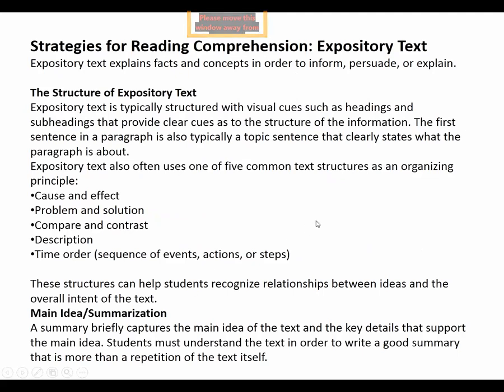Now, let's talk about the expository text. Now, what is an expository text? The first question will come in your mind. This is the text that explains facts and concepts in order to inform, persuade, or explain.